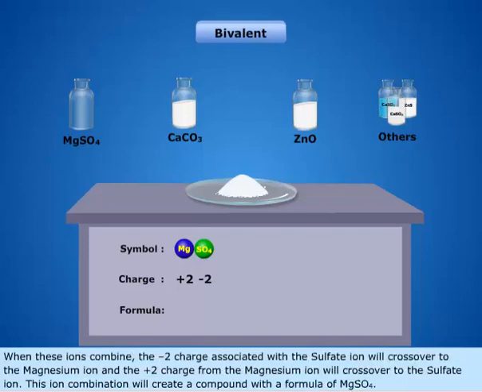When these ions combine, the -2 charge associated with the sulfate ion will cross over to the magnesium ion, and the +2 charge from the magnesium ion will cross over to the sulfate ion. This ion combination will create a compound with the formula of MgSO4.